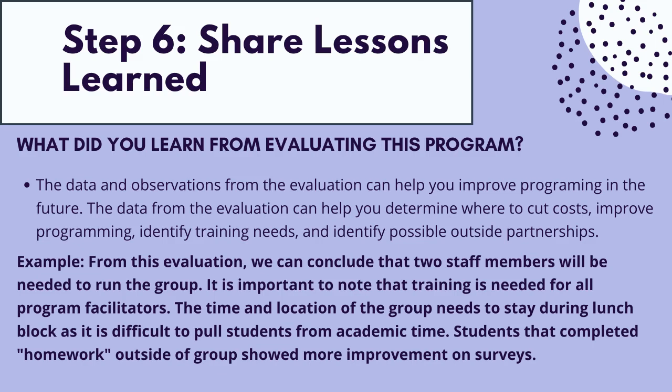So what's an example here? From this evaluation, we can conclude that 2 staff members will be needed to run the group. It is important to note that training is needed for all program facilitators. So that's a data point here. In order for it to be effective, training is needed. The time and location of the group needs to stay during lunch, as it is difficult to pull students from academic time. Students that completed homework outside of group showed more improvement on surveys. That's another great data point, right?